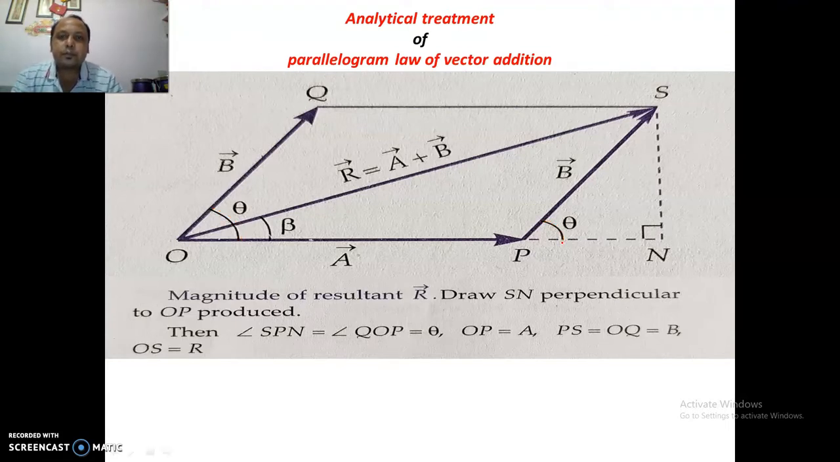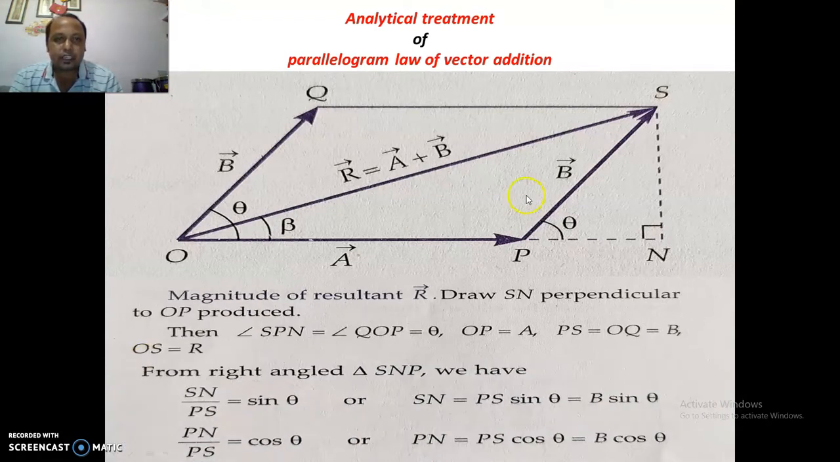Okay. Now see, we have already mentioned what theta is here. The length of vector A is given by A, that is OP is equal to A, and in the same way the length of vector B, that is PS or OQ, is given by B. So I hope this is very clear to you.